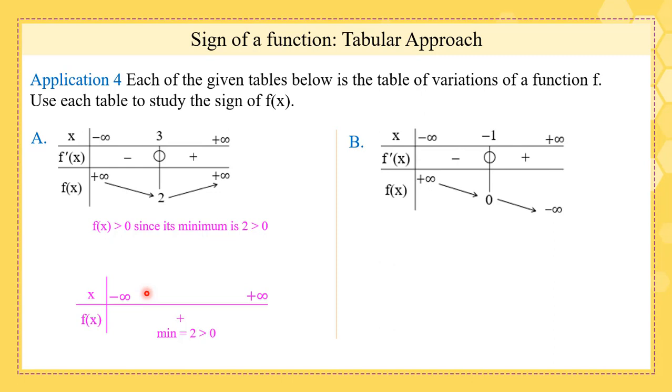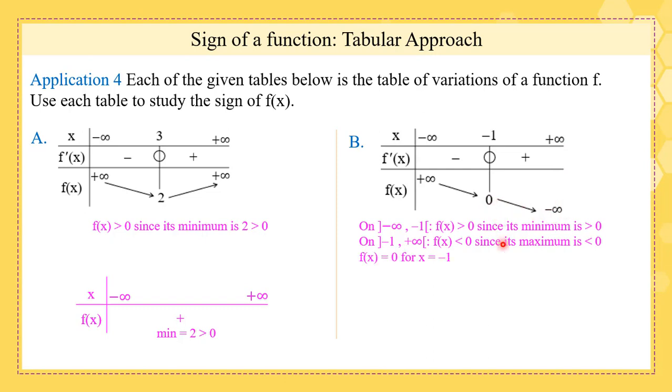Let's see another example. This is a table and we need to study the sign of f of x. Take your time. On the interval negative infinity, negative 1, we can see that f of x is positive because its minimum is greater than 0. And on the interval negative 1, plus infinity, it's negative because it varies from 0 to negative infinity, so its maximum is less than 0. And when x is exactly negative 1, f of x would be 0.